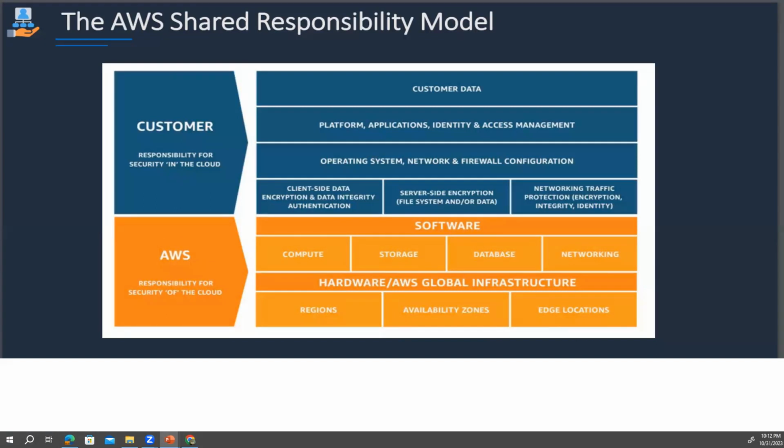Partner. We happen to be the customers of AWS.